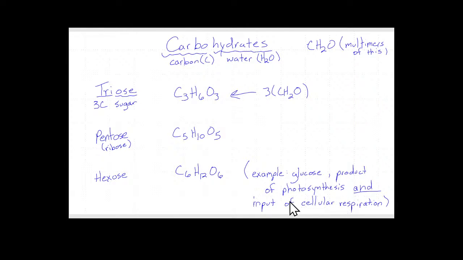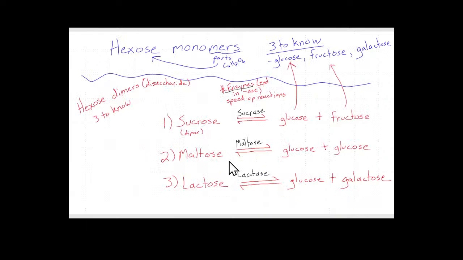And when we move on to talking about cellular respiration later on in the course, we're going to be taking a glucose and then breaking it back down. So whether we're building up glucose in photosynthesis or breaking it down during cellular respiration, we're going to be dealing with glucose a lot in this class. So that'll be the one that we spend the most time on.